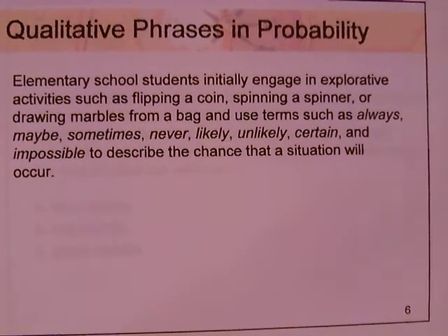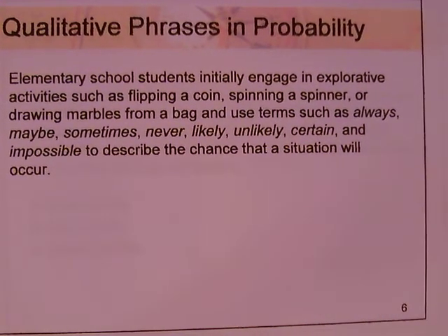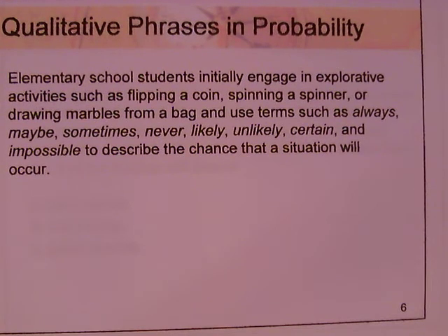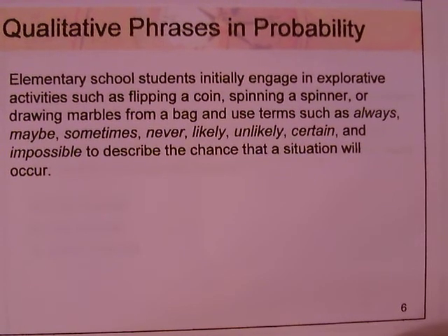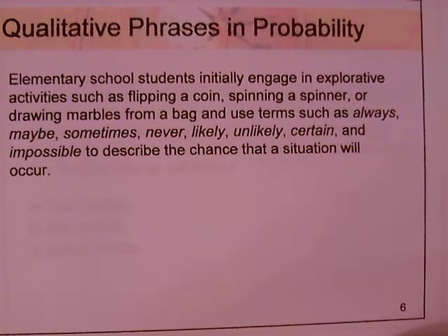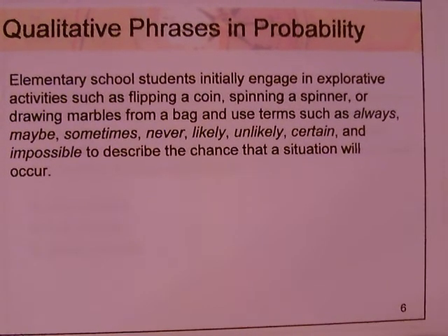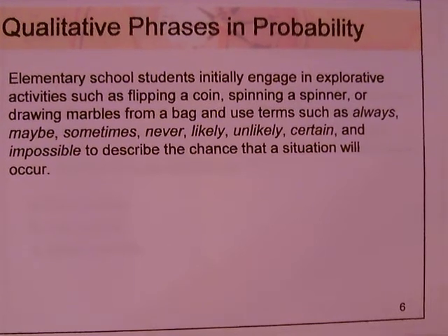In elementary school, students initially engage in explorative activities such as flipping a coin, spinning a spinner, or drawing marbles from a bag, and use terms such as always, maybe, sometimes, never, likely, unlikely, certain, and impossible to describe the chance that a situation will occur. So that's basically the definition of probability. It is just the chance that an event will occur. And we use those phrases.